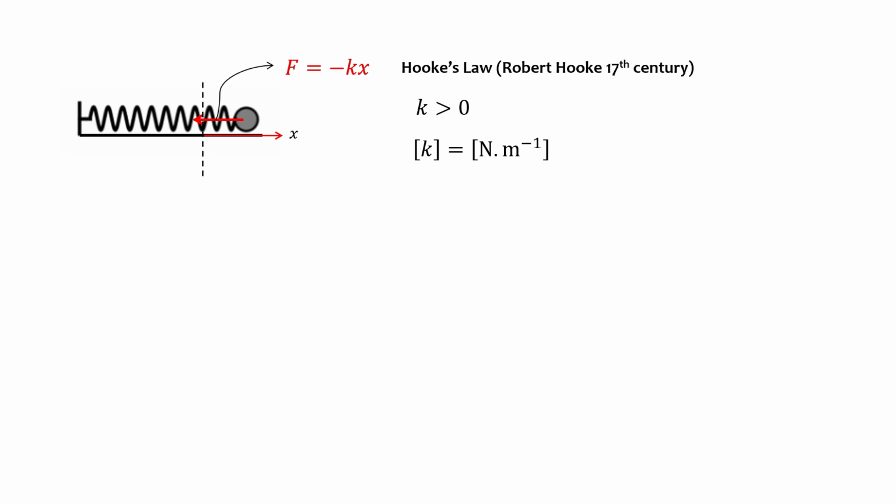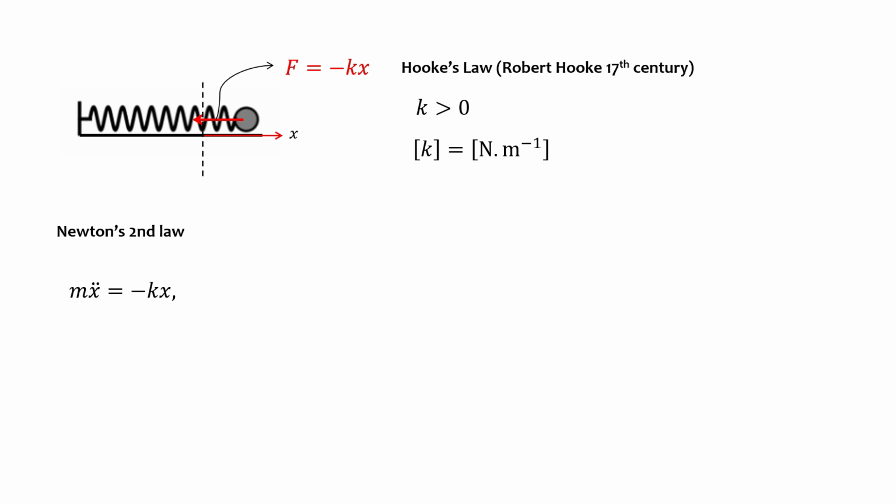This happens because we have a negative value multiplied by another negative value, resulting in a positive force directed towards the equilibrium position, in this case in the positive x direction. This is why it is called a restoring force. Now that we know the force acting on the system, we can immediately apply Newton's second law, which in this case is written as follows.